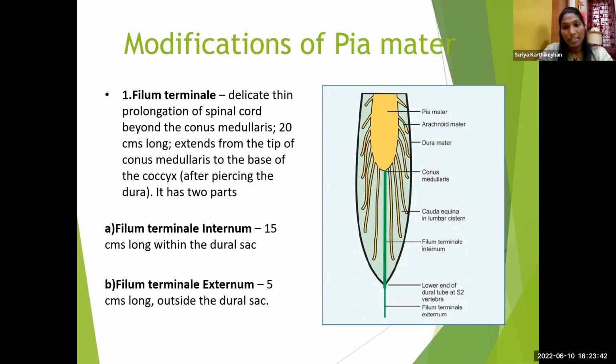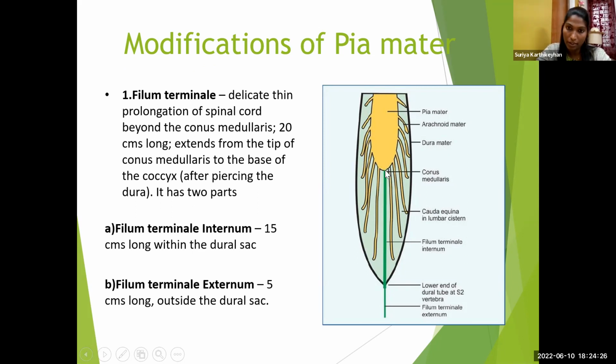The filum terminale is around 20 centimeters long. This green structure in the picture is the lower end of the spinal cord, the conus medullaris. From this end there is a prolongation as a thin, delicate membrane, which is a modification of pia mater. It is around 20 centimeters long, of which 15 centimeters lies within the dural sheath and 5 centimeters lies outside the dural sheath. Within the dural sheath, it is called the filum terminale internum. The part outside the dural sheath is called the filum terminale externum.